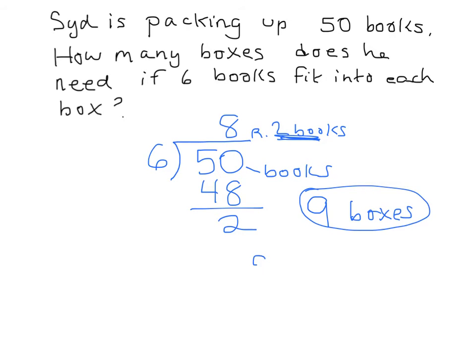But I want to check my work here. Let's say Sid uses 8 boxes, 6 books per box, then Sid can pack 48 books. Nope, that's not all 50 books. So now 9 boxes, 6 books per box, and that equals 54. So Sid can pack 54 books and has 50 books. 9 is the best answer.